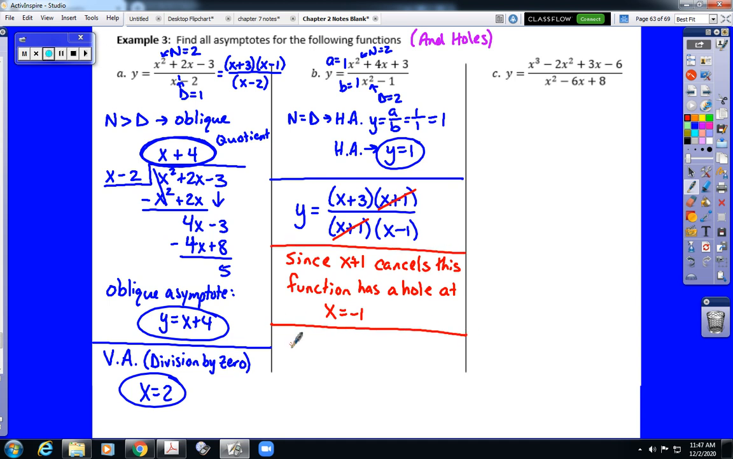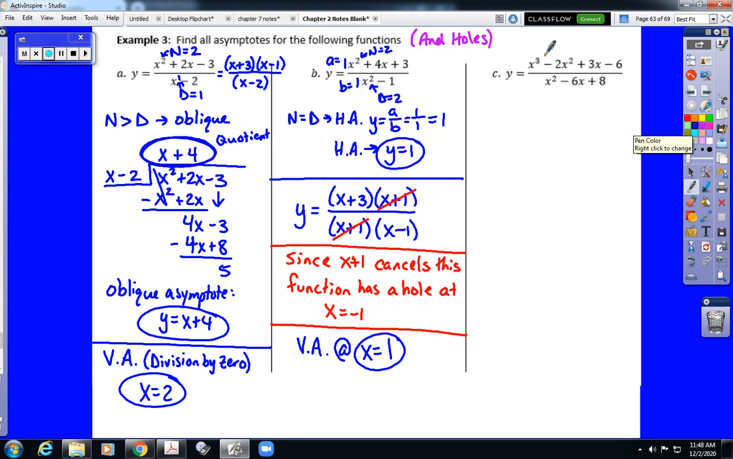It does, however, have a vertical asymptote when x is equal to positive 1, because that would cause division by 0. So the negative 1 is not an asymptote because that factor cancels from the numerator to the denominator. The x minus 1 does not cancel, so x minus 1 would generate a vertical asymptote at positive 1.